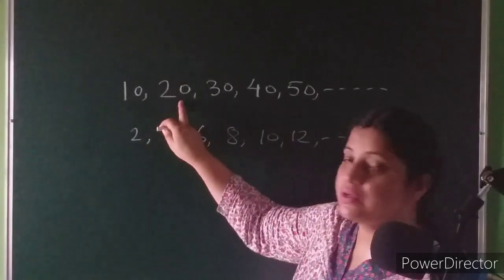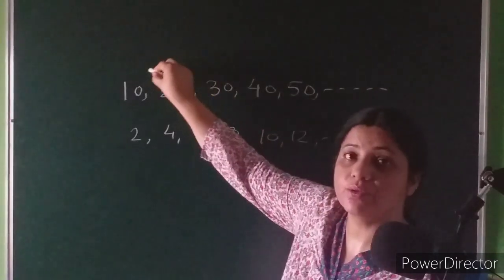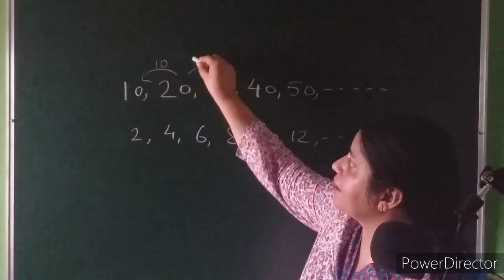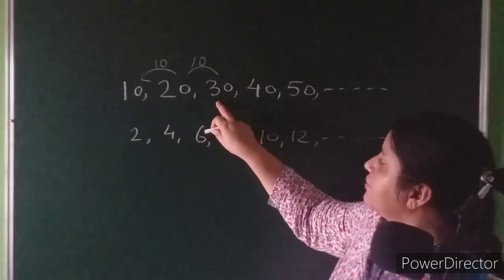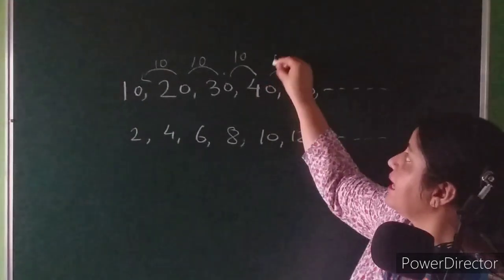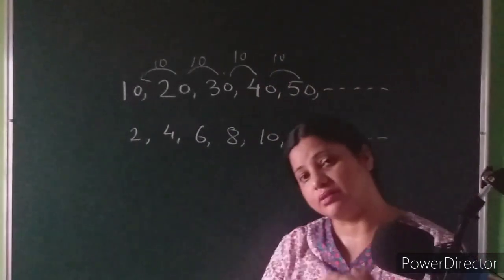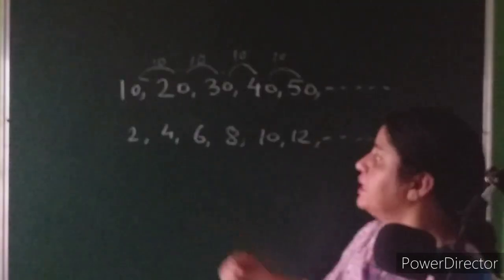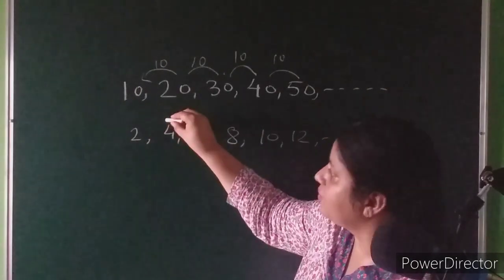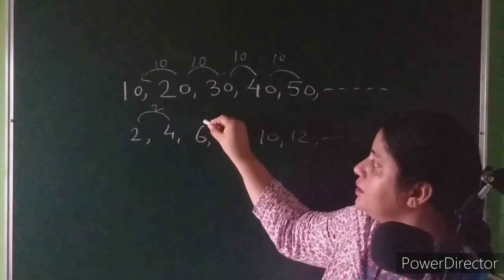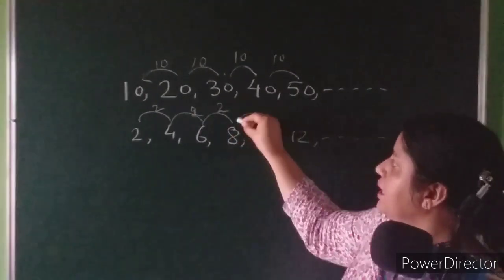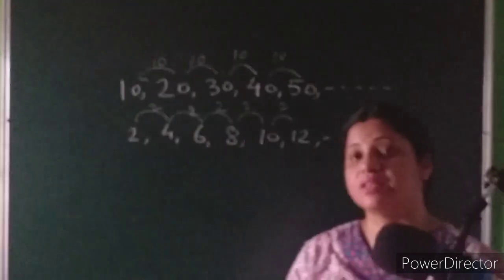Let us check the gap between 20 and 10. The gap between 20 and 10, all of you know, is equal to 10. The gap between 30 and 20 is 10. Between 40 and 30, the gap is 10, and between 50 and 40, the gap is 10, and so on. The same thing will be followed. Now, let us check the same thing in the second part also. The difference between 4 and 2 is 2, the difference between 6 and 4 is 2, right? The difference between 8 and 6 is 2, and everywhere we find the difference is the same.